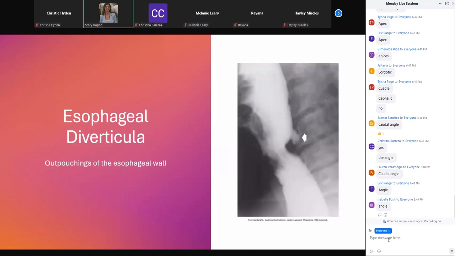On the registry review assignment, there are some questions, a handful of questions there about esophagograms that are important for the boards. So, a bit with that this week. Esophageal diverticula, outpouchings of the esophageal wall. You can see that here with the arrow pointing to it, the little outpouching.